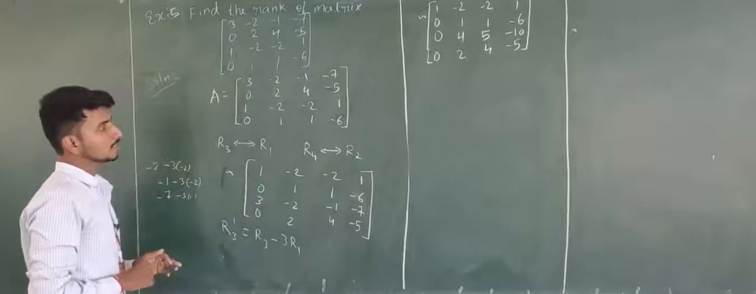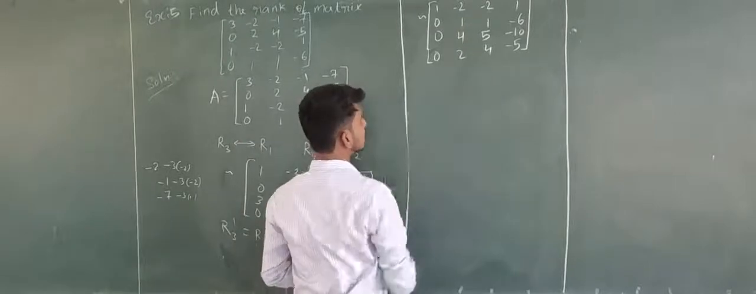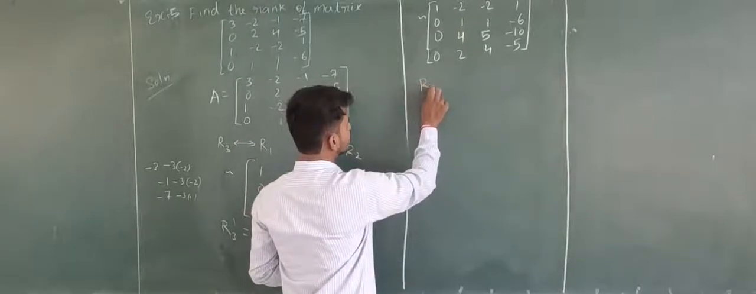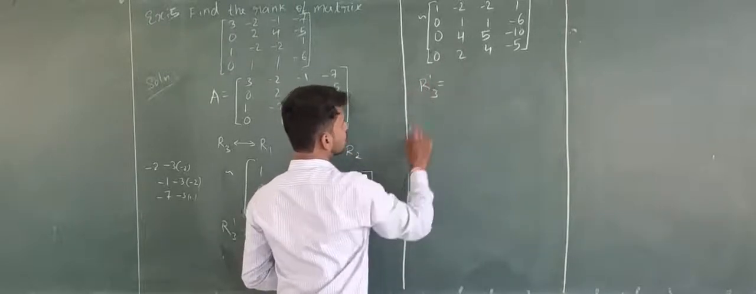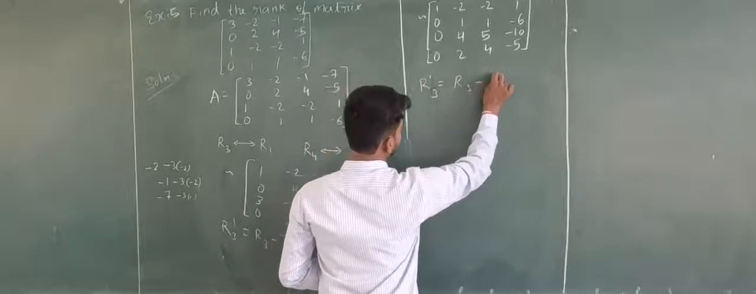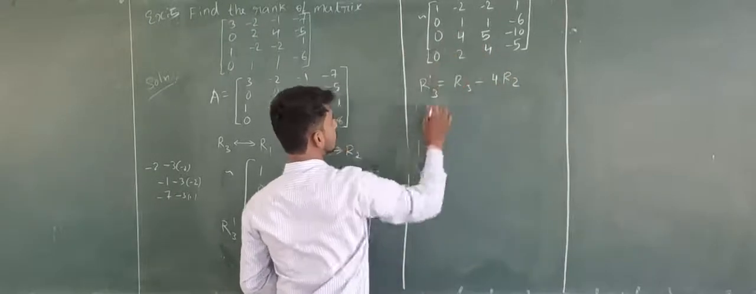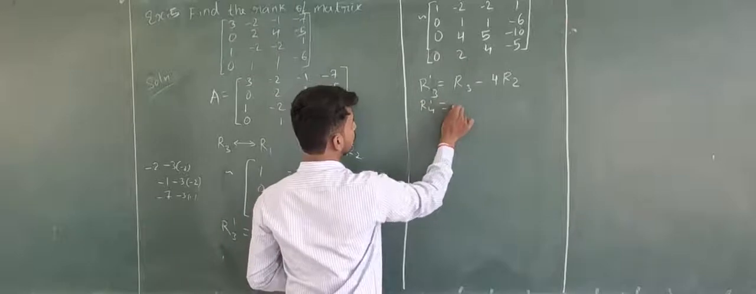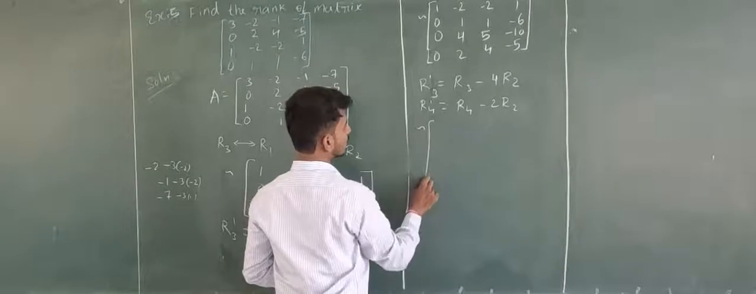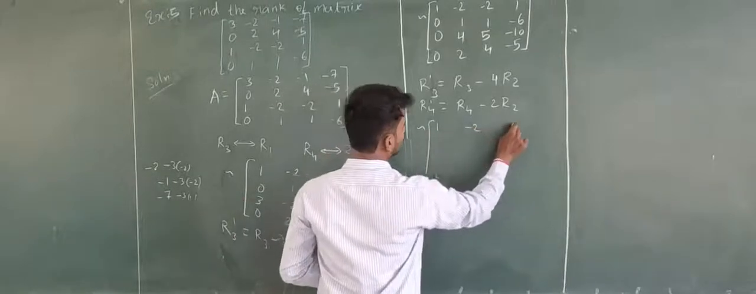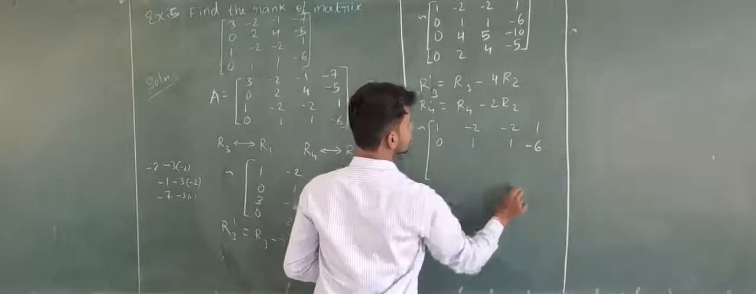Next we have to make this term as 0 and this term as 0. So we perform an elementary transformation: we are changing row 3, we have to make this 0, that is R3 dash equal to R3 minus 4 times R2. 4 times R2 means this will be 0. Next we change R4 dash equal to R4 minus 2 times R2. So your matrix will be 1, -2, -2, 1, 0, 1, 1, -6.